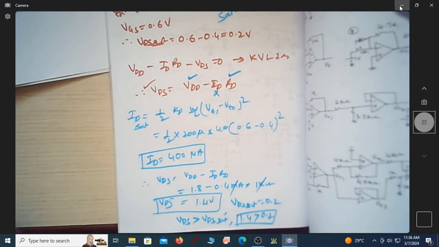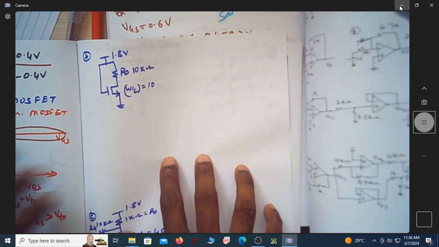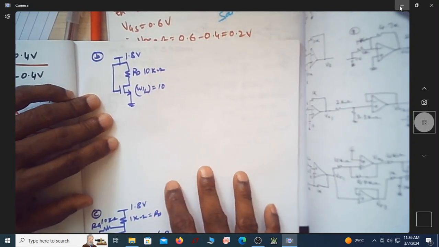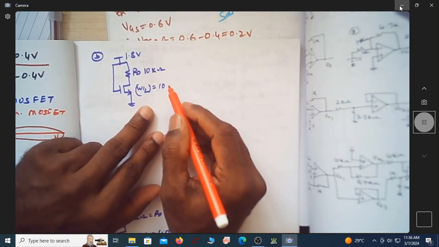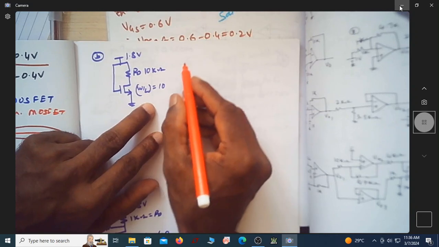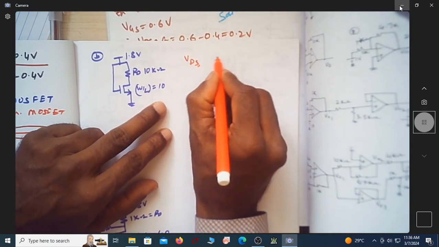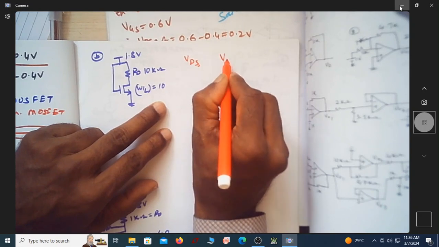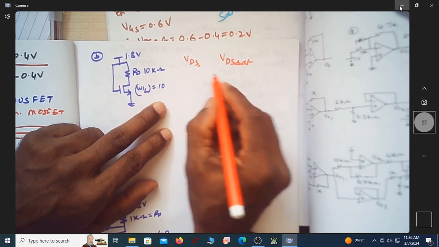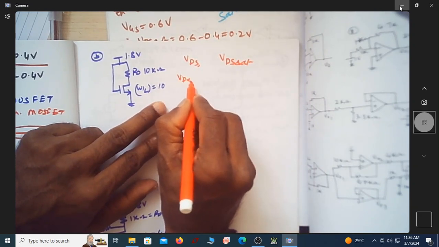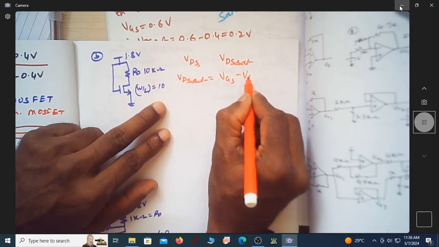Okay, likewise we will do one more. So let us consider this. Again we are supposed to find out the region of operation. Again you need to find out what is VDS and find out what is VDS sat. Compare them. What is VDS sat? VDS sat is given by VGS minus VTO.